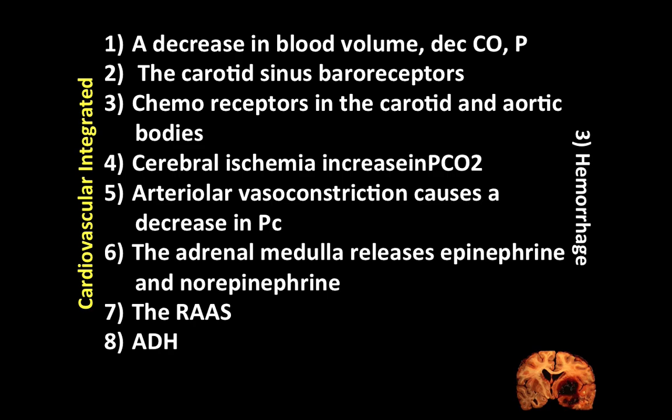Finally, in the last point here, we want to mention about the hemorrhage is ADH, antidiuretic hormone, which is released when arterial receptors detect the decrease in blood volume. ADH causes vasoconstriction and increases water reabsorption, and both tend to increase blood pressure.